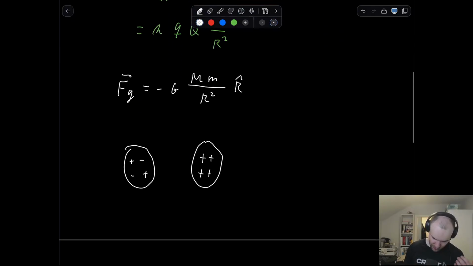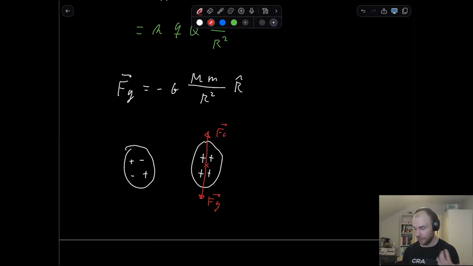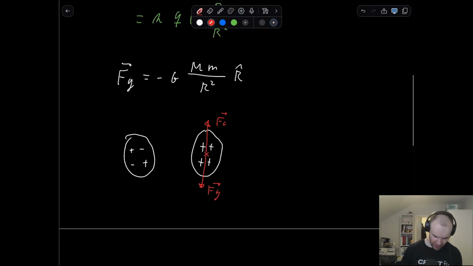And since it's a force there, we can of course model the balloon. So if I put the balloon here, I would have a force of gravity, and then an electrostatic force, let's say the Coulomb force, just Fc, for example, right? So a lot of similarities here. Okay, so there's something else too.